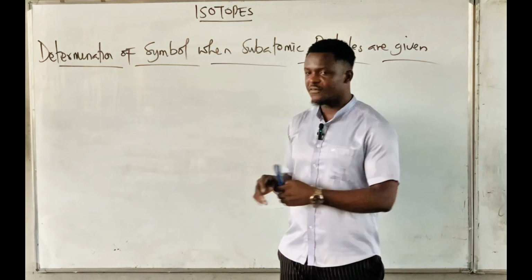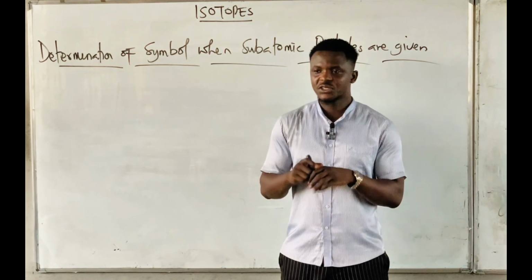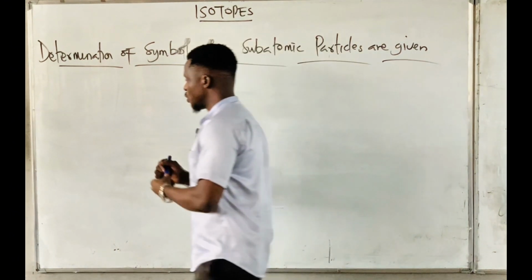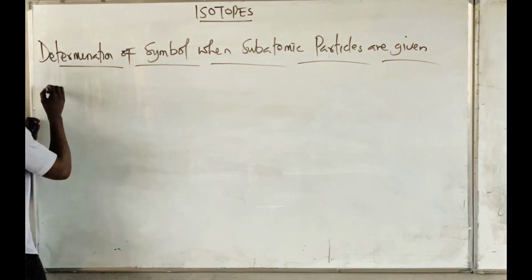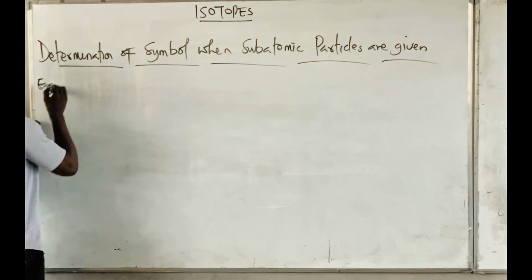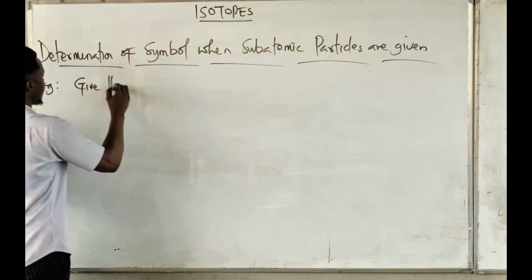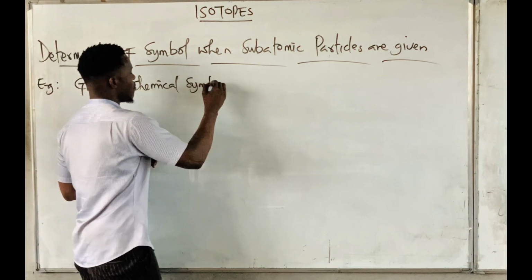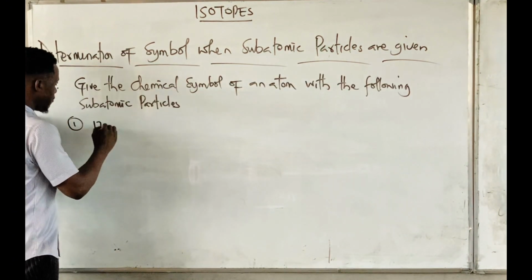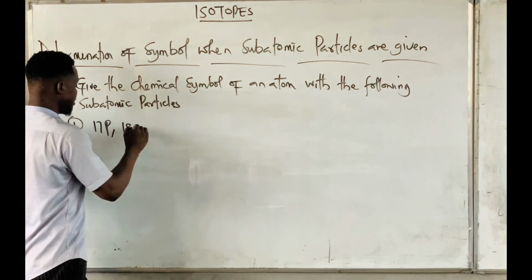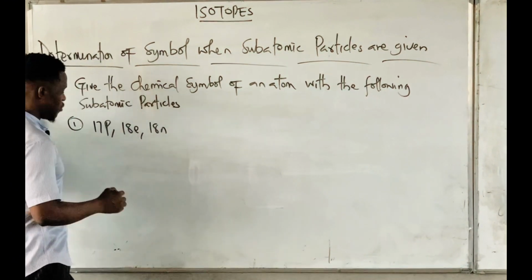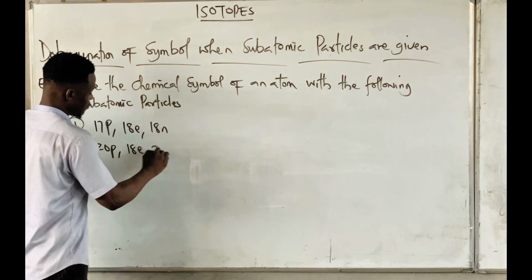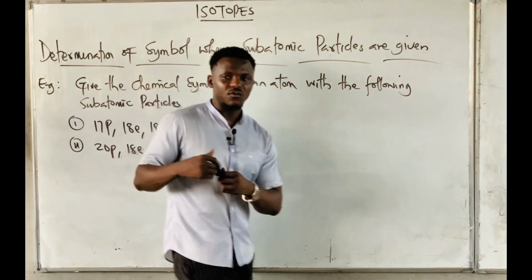So this time around, they'll give us those subatomic particles and ask us to use those combinations and form the chemical symbol. So just like the last one we just completed now, I'll say, example, give the chemical symbol (18 electron) and what? Now this is just like the opposite of what we did.